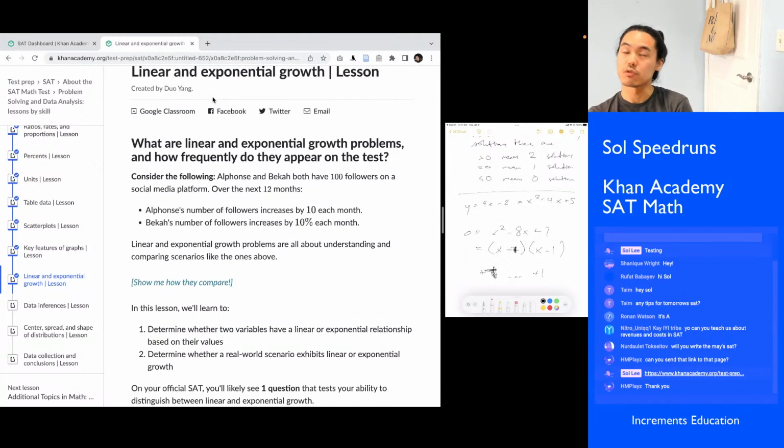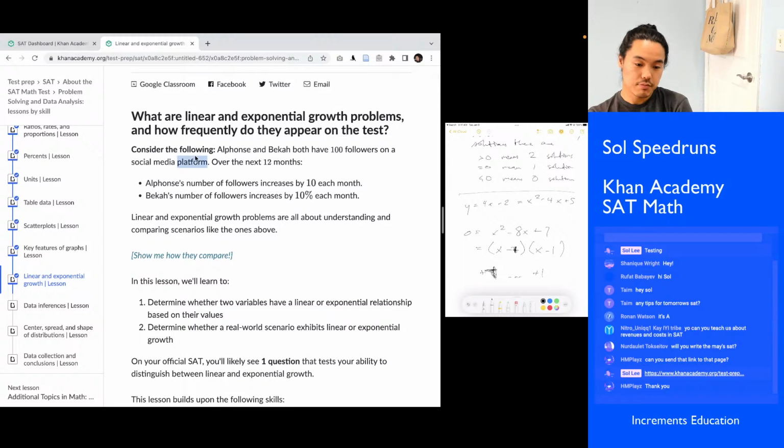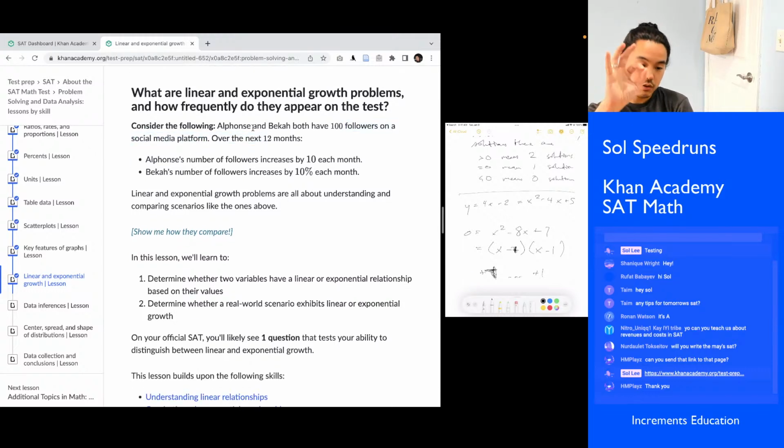Linear and exponential growth problems. Okay. By the way, super useful for real life. You gotta know this. For real life, you gotta know this.